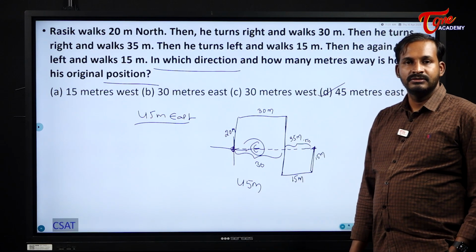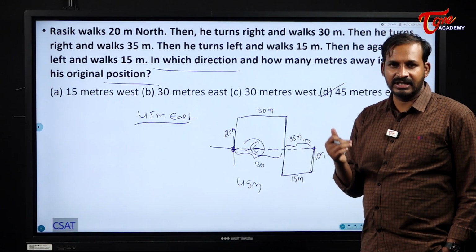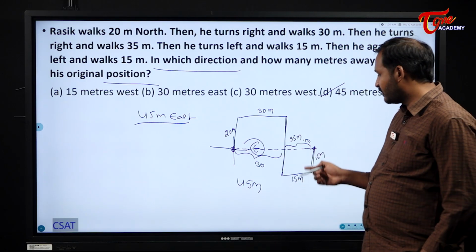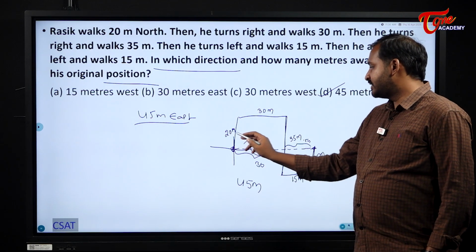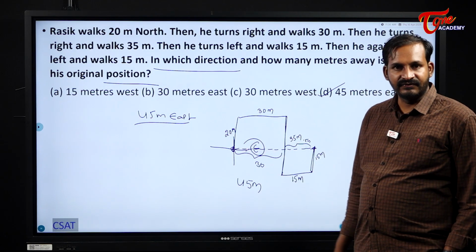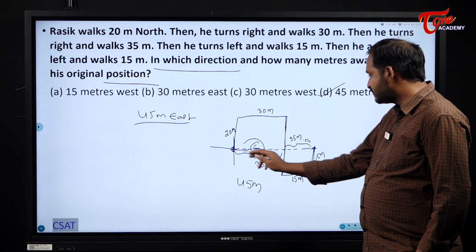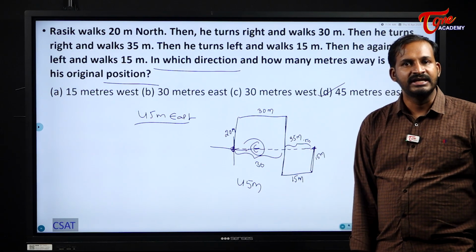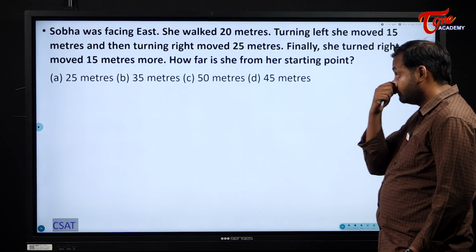Understood? Okay. Please be careful. Sometimes here the observation is very, very important, students. Why? Because we cannot tell without the observation. This is 20, this is 15. Overall sum becomes what? 35. That means these 2 points are in a straight line. Next straight line. Right. Next one.